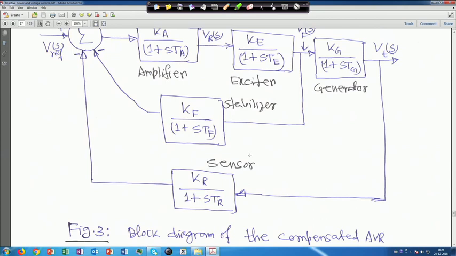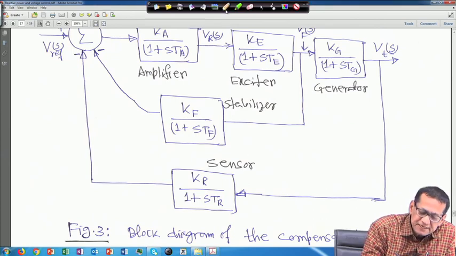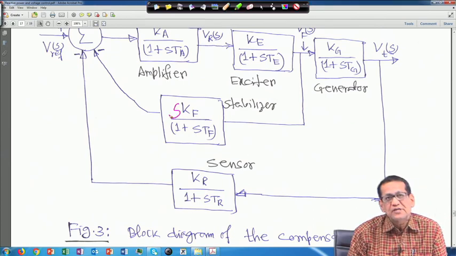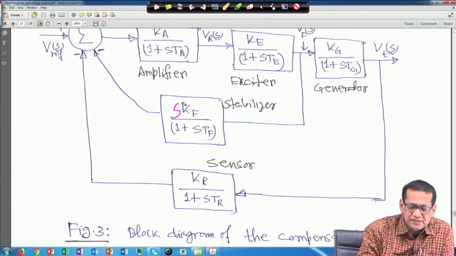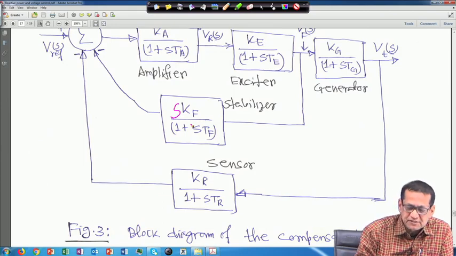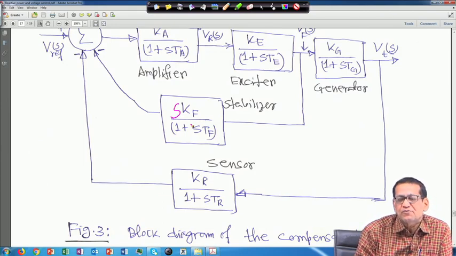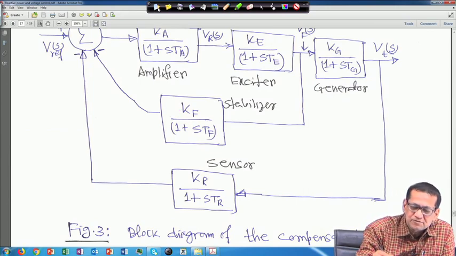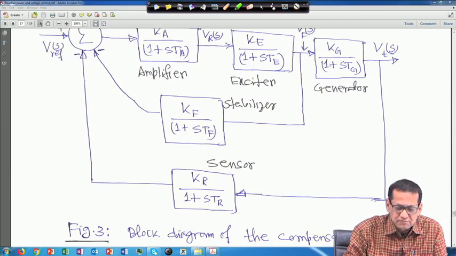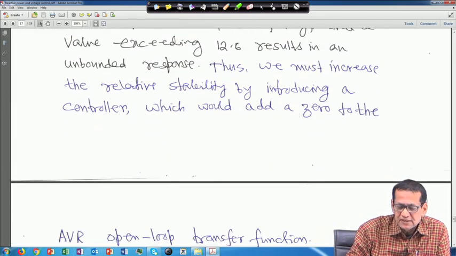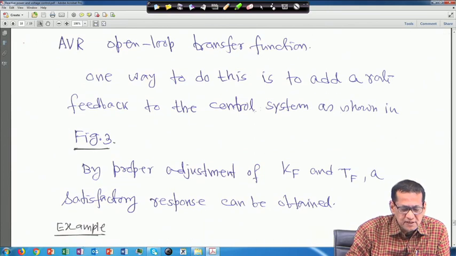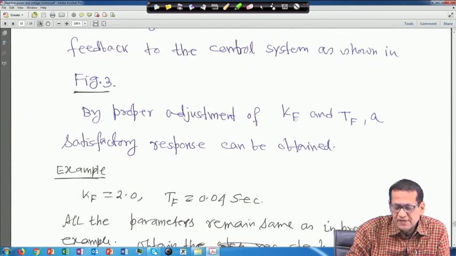So this is the rate feedback. As I told you, the correction is SKF upon 1 plus STF, and this is a stabilizing transformer, we call it a stabilizer. Its transfer function will be like this. I suggest that you see any book, it is a small 4-5 line derivation, but I am not putting it here. We should add a 0 to the AVR. By proper adjustment of KF and TF, a satisfactory response can be obtained.